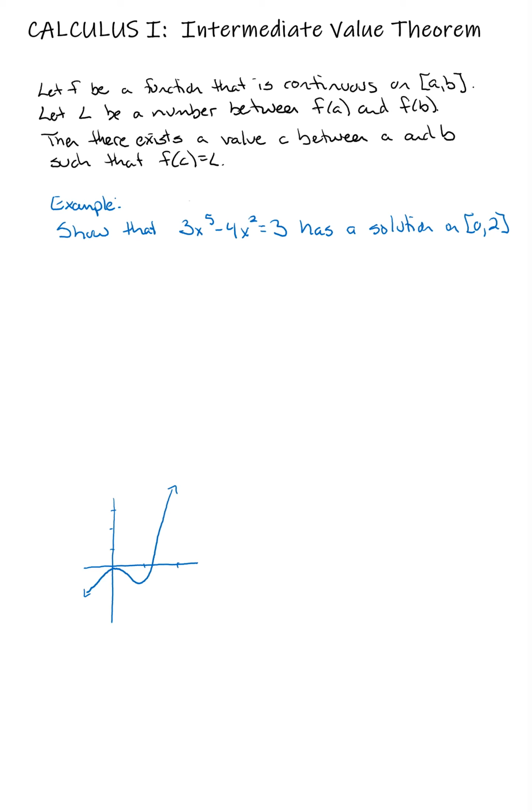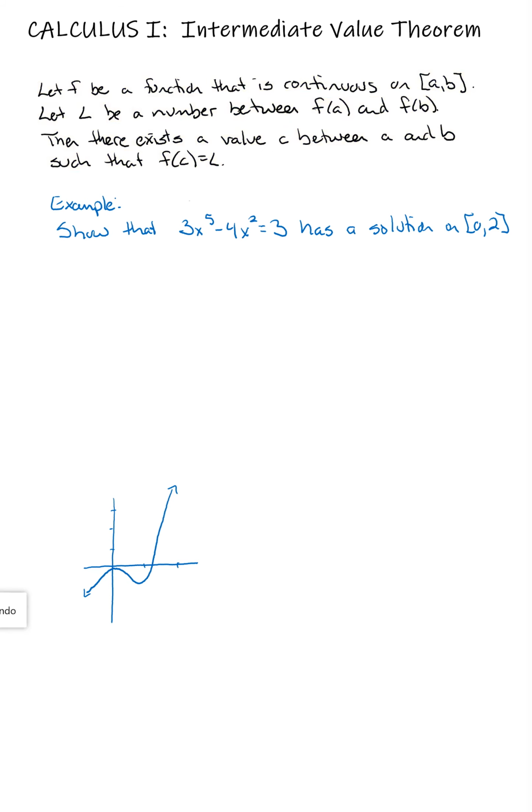I want to go over the intermediate value theorem. To start off with, let's let f be a function that is continuous on an interval [a, b], and we'll let L be a number between f of a and f of b. According to the intermediate value theorem, there exists a value, we'll call it c, that's between a and b, such that f of c is equal to L.